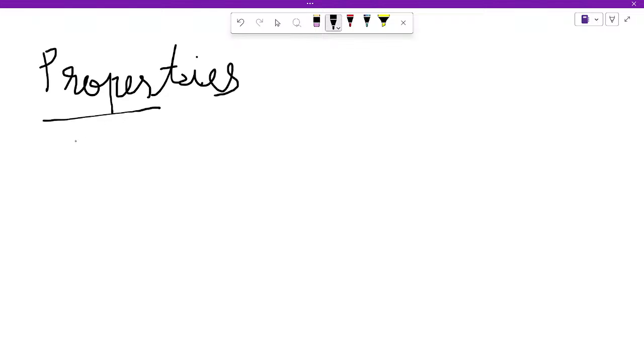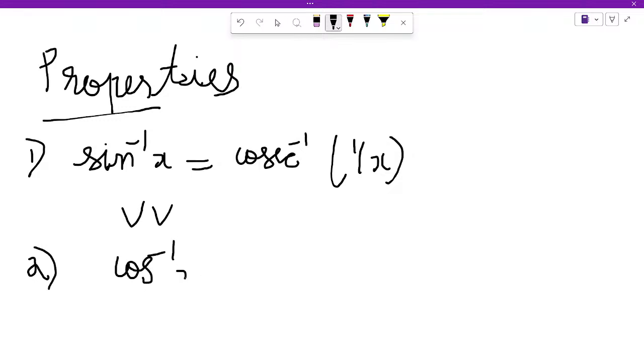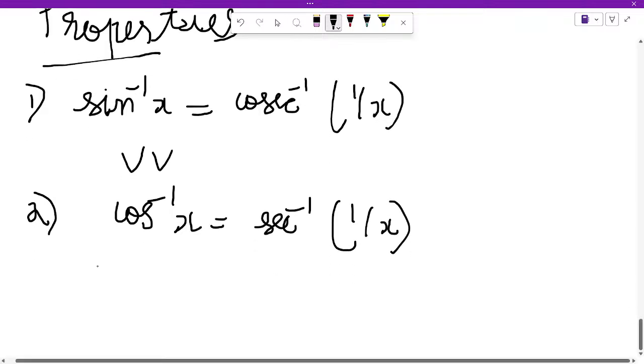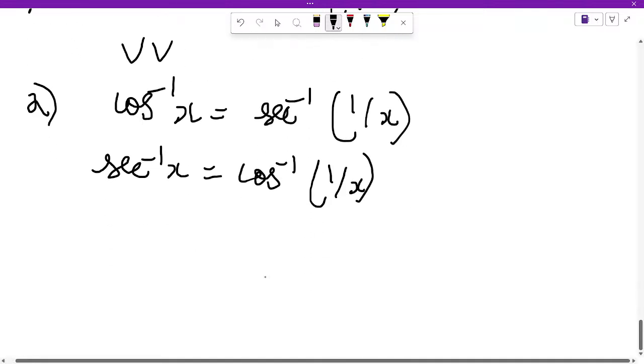Properties. So the first property is sine inverse x is equal to cosec inverse 1 by x, and vice versa. That is, cosec inverse x is also equal to sine inverse 1 by x. Okay, the next one is for cos. What's the reciprocal of cos? Sec, right? So the logic will be like this: cos inverse x is equal to sec inverse of 1 by x. So the same goes for sec inverse x is equal to cos inverse 1 by x.